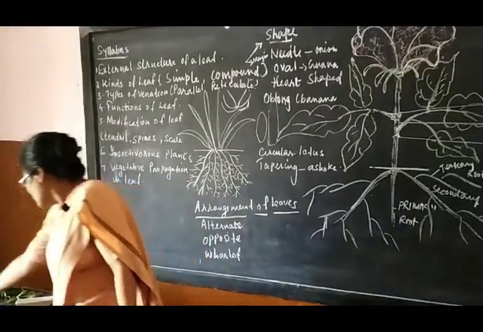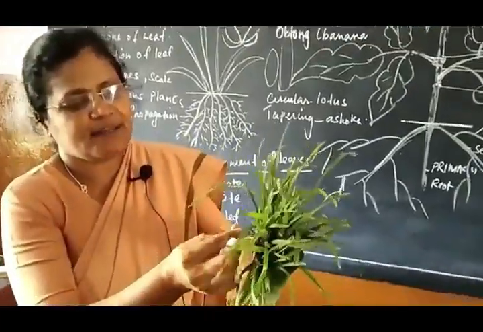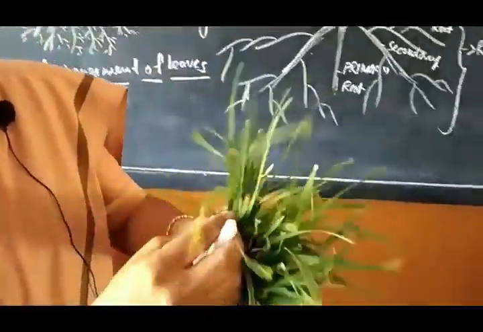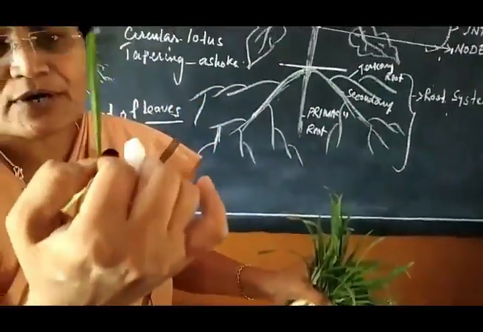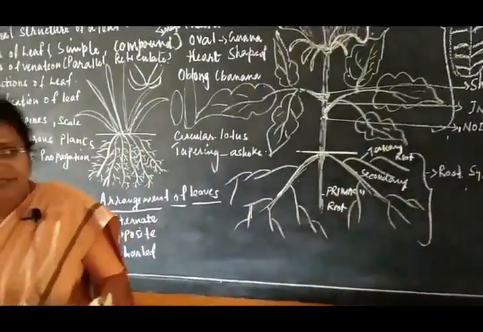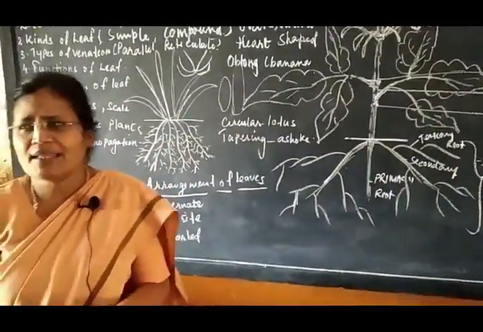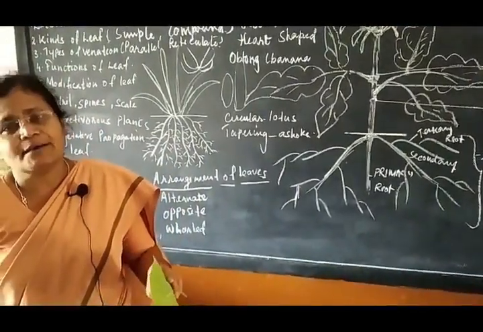Your grass, now grass is an example for parallel venation because you will see nice long leaves having just this. This is also an example for a needle shaped leaf, parallel venation. So these are the examples: your grass, your banana, your coconut, your palm tree, all of them are examples for parallel venation.